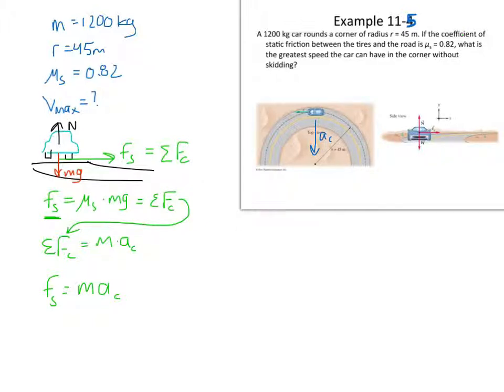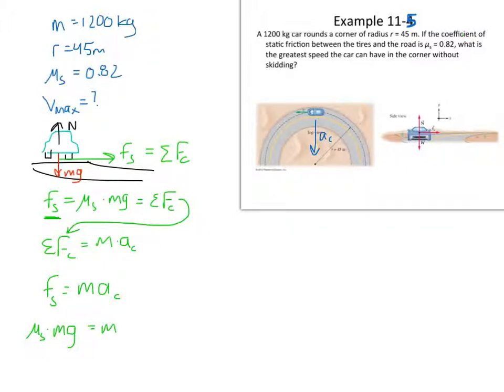Let's expand these out a little bit. We said our static friction force is mu s times mg, times mg equals mass times centripetal acceleration. It looks like a minus sign, but you know it's a times sign.